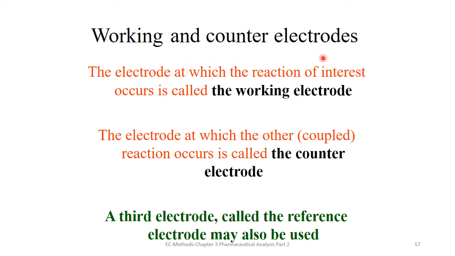Working and counter electrodes. The electrode at which the reaction of interest occurs is called the working electrode. The electrode at which the other coupled reaction occurs is called the counter electrode. A third electrode called the reference electrode may also be used.